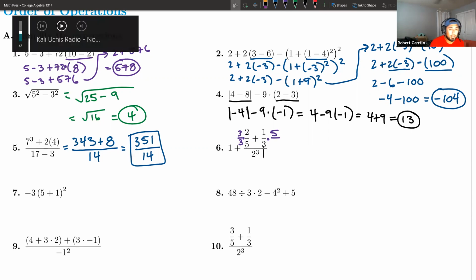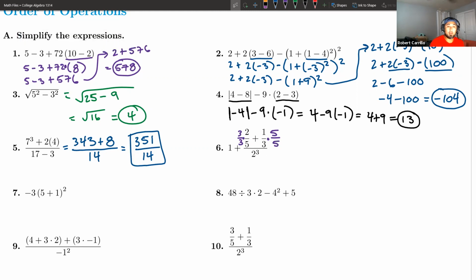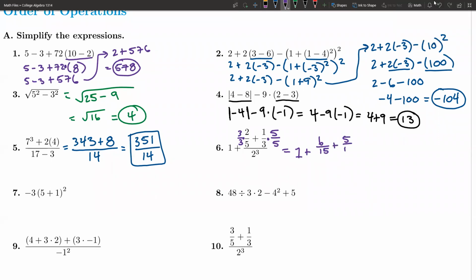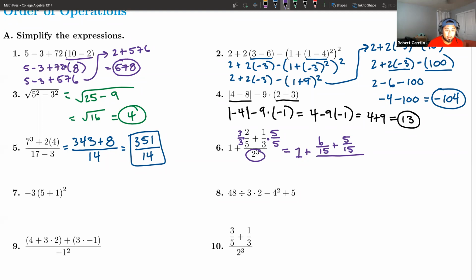And 1/3 by 5 over 5. That gives us, the 1 still stays out front, plus, and if I multiply the first one by 3 over 3, we get 6 over 15 plus 1/3 times 5, 5 over 15. Good. Then down below, we can handle the exponent. 2 cubed means 2 times 2 times 2. What does that give me? 8. Good. Perfect.